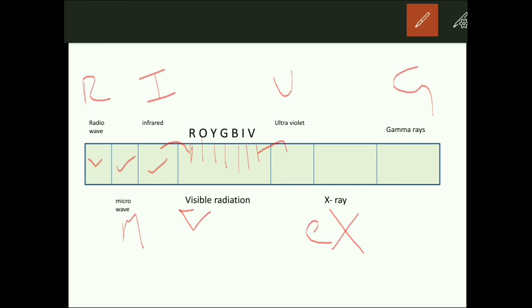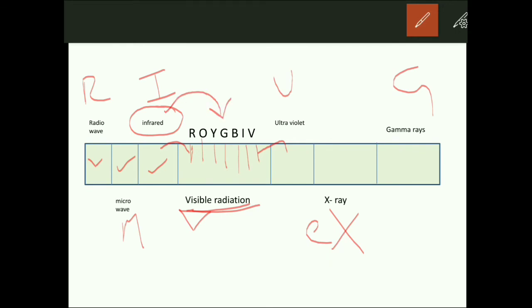These colors, red, orange, yellow, green, blue, indigo, violet, are called visible radiations because we can see them. That's why they are called visible radiation. So why can't we see infrared radiation? Because it has such a wavelength that it does not fall into the visible region.